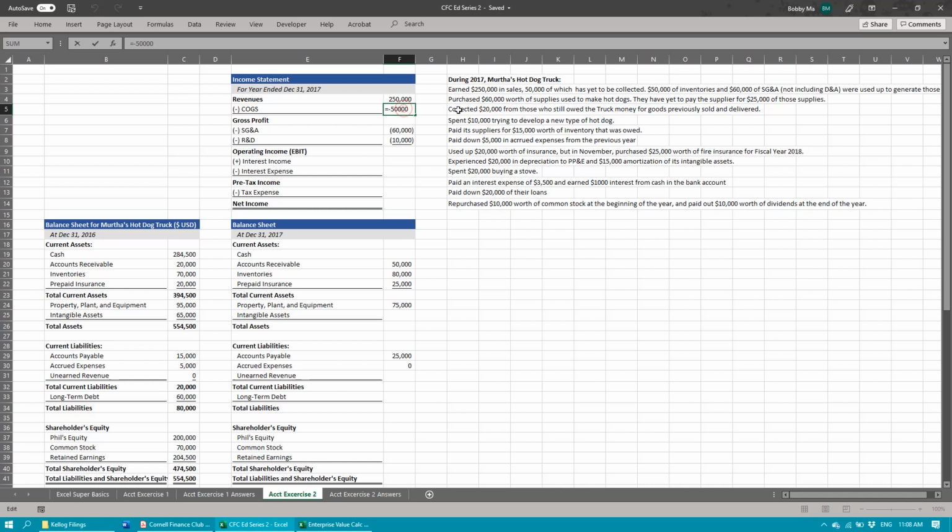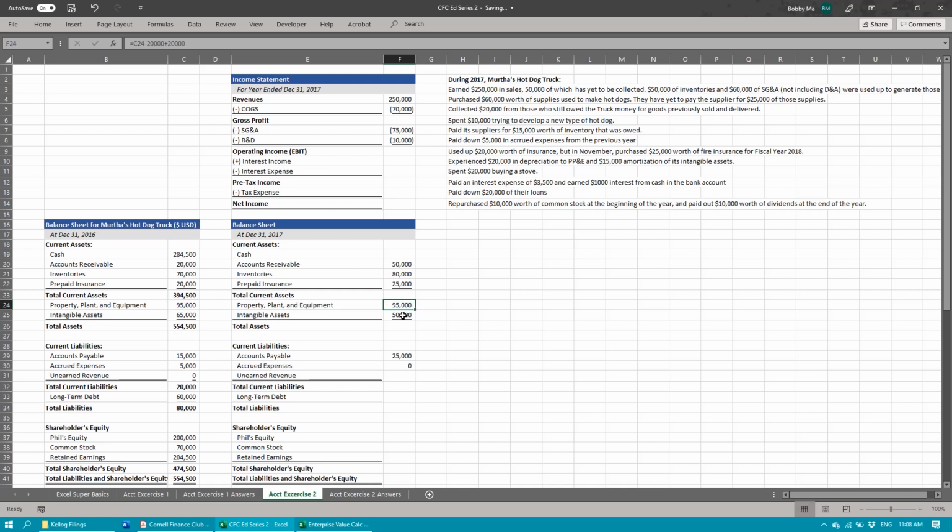So then you have minus $20,000 of additional COGS expense. And for the intangible assets, you have $15,000 of amortization, so intangible assets goes down by $15,000. And we have additional SG&A expense which is $15,000. We spent $20,000 buying a stove, so that is an increase in PP&E because we bought another stove.